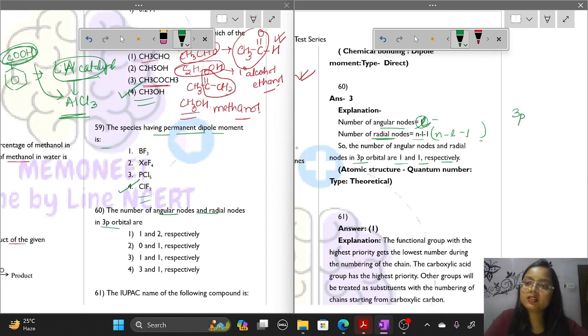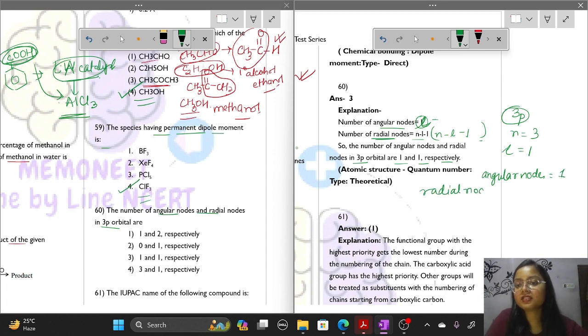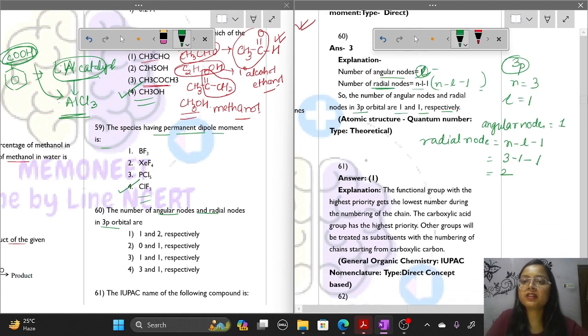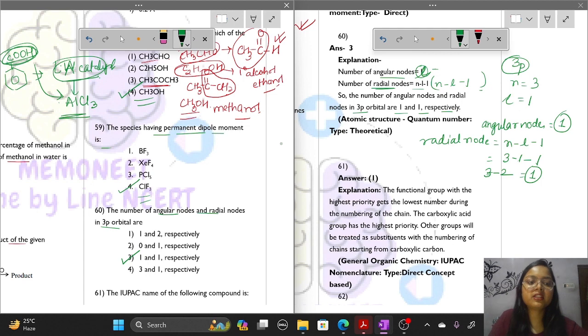For 3p, n is equal to 3 and L is equal to 1. So on putting the values, what is the number of angular nodes here? Angular nodes comes out to be L, which is 1, and the radial nodes comes out to be n minus L minus 1. N is 3, L is 1, and 1 is there. So 3 minus 2, which is 1. So both are 1. Angular node is 1, and radial node is also 1. So which will be the correct answer? Option number 3 will be the correct answer.